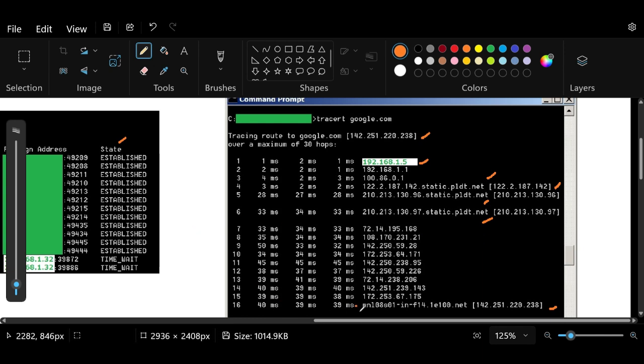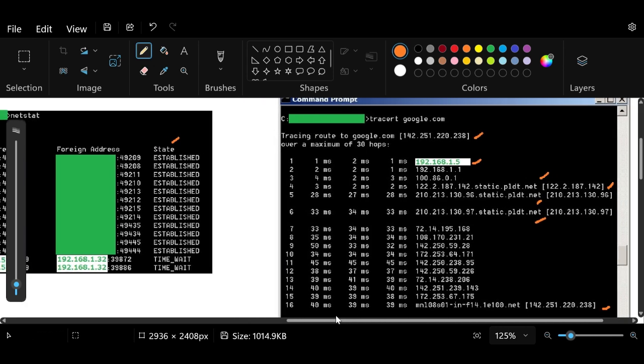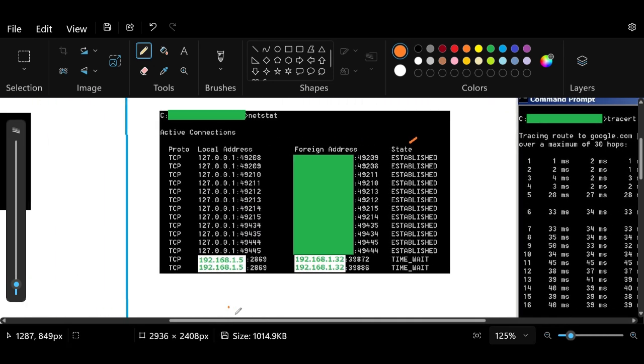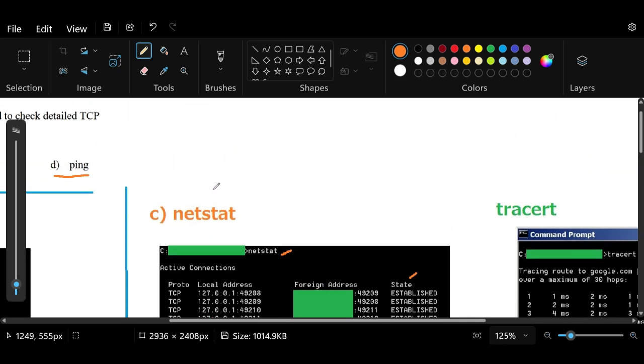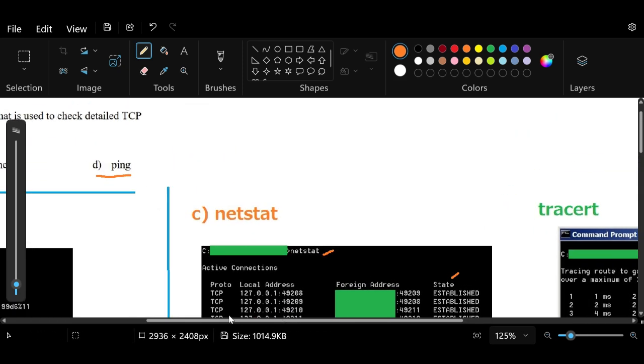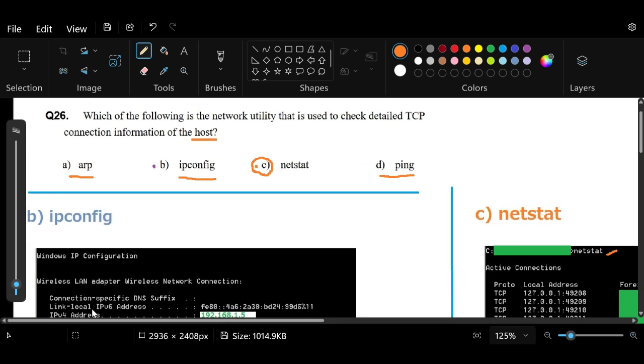Okay, so having said that, in fact, what we needed was to find out what are the connections that a host computer currently has. And to do that, we need to use the netstat command. Therefore, the correct answer for this question is letter C.